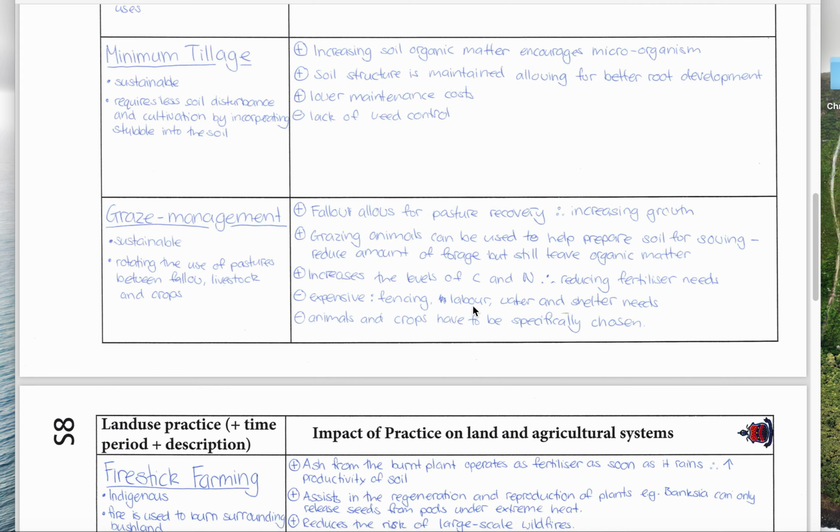It requires fencing and a lot more knowledge and management, more labor, etc. And then also animals and crops have to be chosen for a specific reason, and it might involve changing what you have.